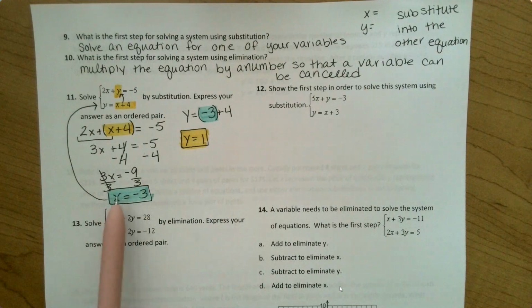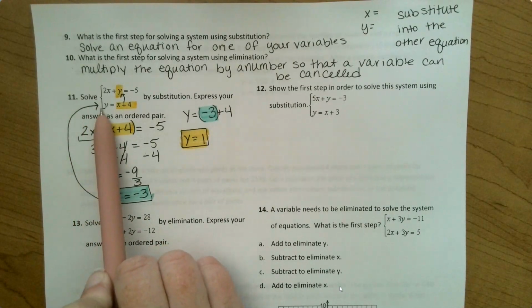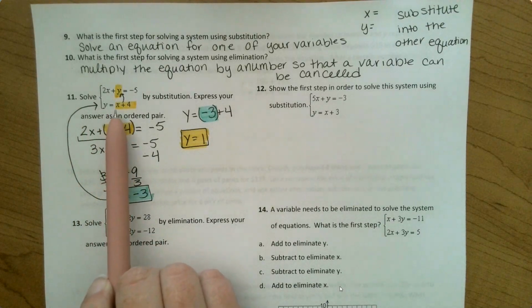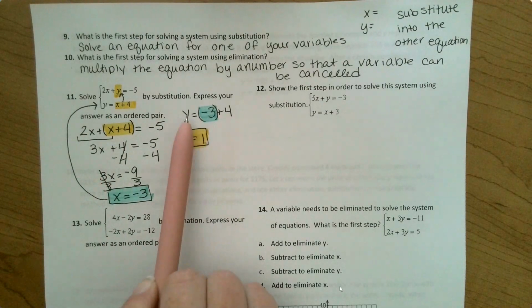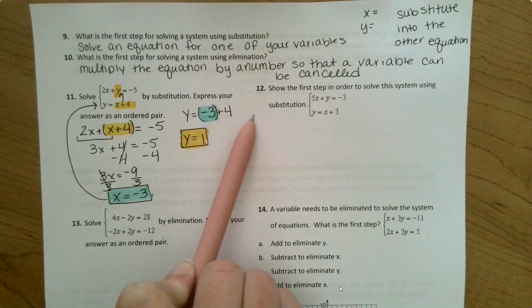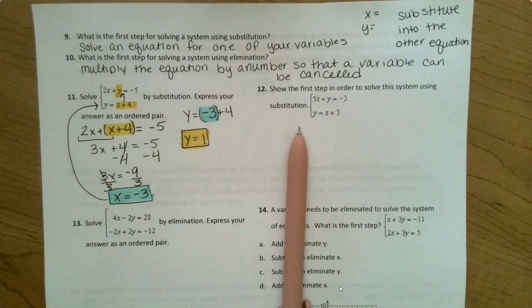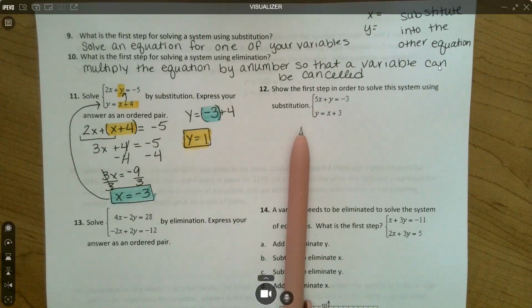Then we took this x equals negative 3, came back up to this equation. You can choose either equation. It's up to you. But I chose this equation because it's a little easier. And instead of x, we substituted negative 3. So now we have y equals negative 3 plus 4. And negative 3 plus 4 is 1. So we have 1 for y, and we have negative 3 for x.